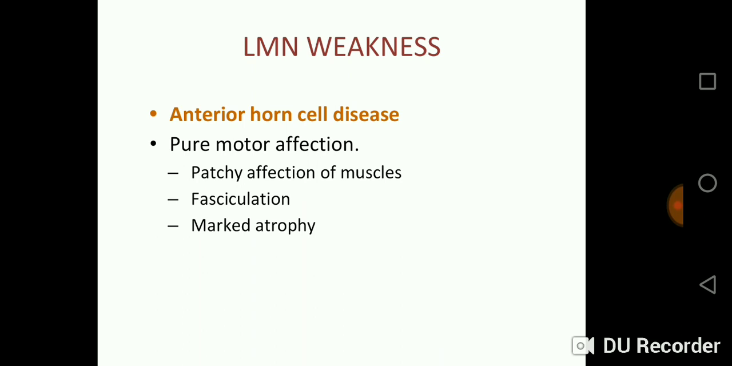Characteristic features of anterior horn cell disease are: it is characterized by a pure motor involvement. There is no sensory involvement. There is patchy affection of muscles and fasciculation of muscles can be seen, and there is marked atrophy of muscle.